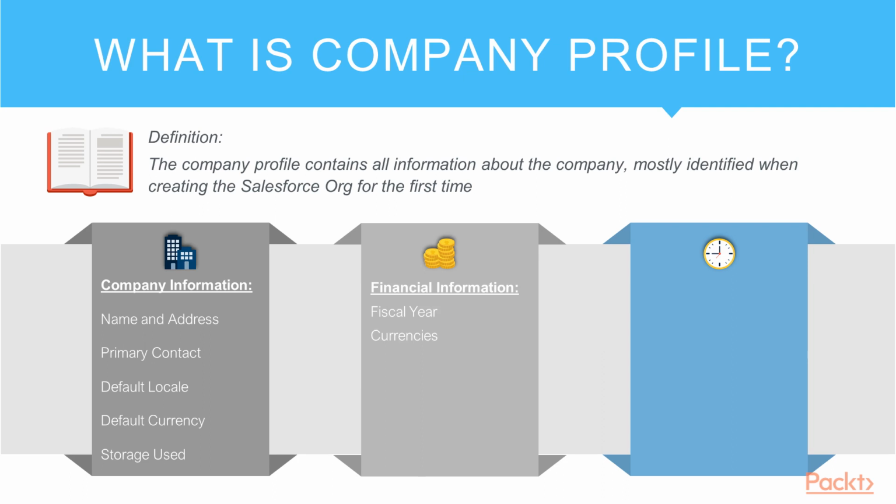Next we have fiscal year information and currencies. We'll look at that in one of the next videos. And finally you have business hours and holidays. This information is very important when you're using the Service Cloud. Both are used in relation to milestones and entitlements, as well as understanding how you can allocate your team. Now let's look where we can find this in our Salesforce org.